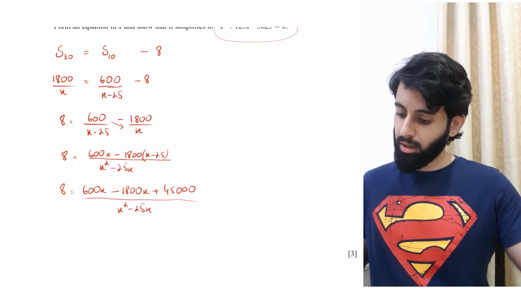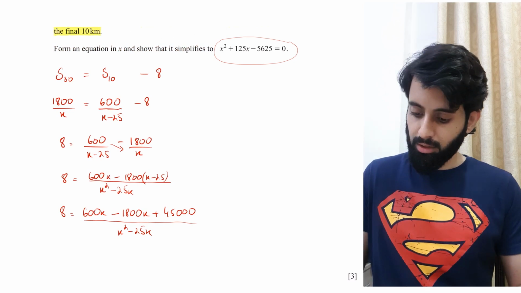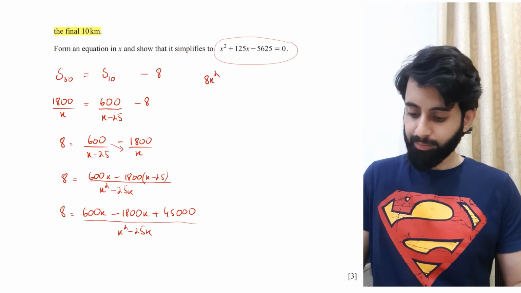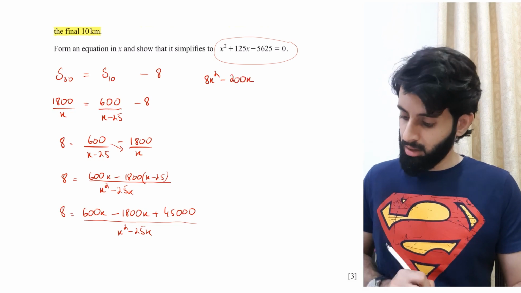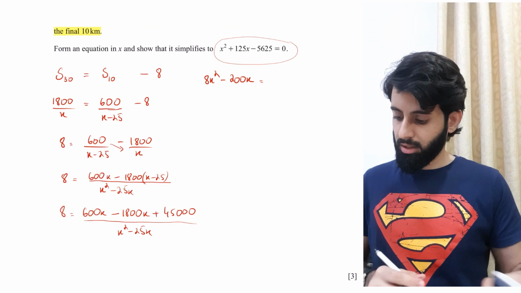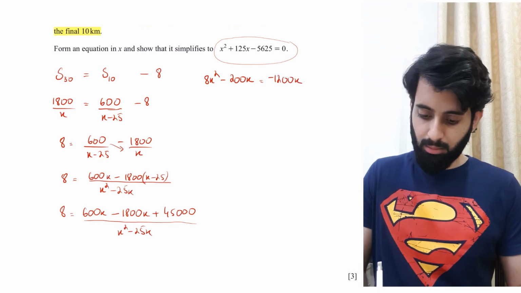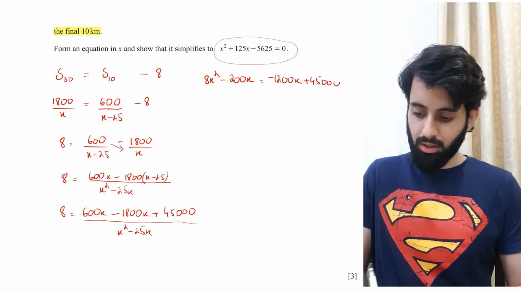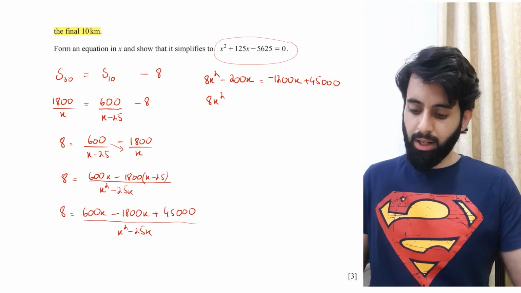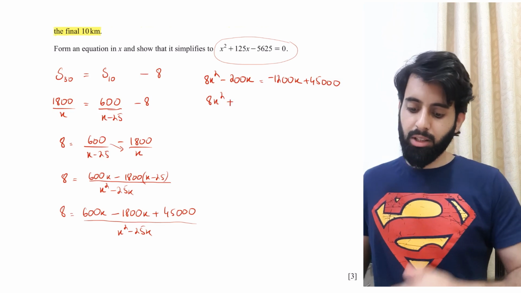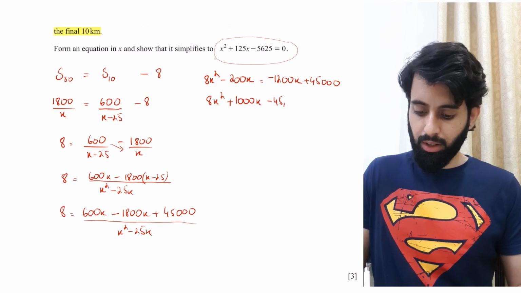Now let's cross multiply. So this will become 8X squared. 25 times 8 is 200, minus 200X is equal to 600 minus 1800, which is minus 1200X, and then plus 45,000 as it is. Let's shift everything on the left hand side. So 8X squared, and while we're at it, simplify it also. Minus 200 plus 1200 is going to become 1000X, minus 45,000.